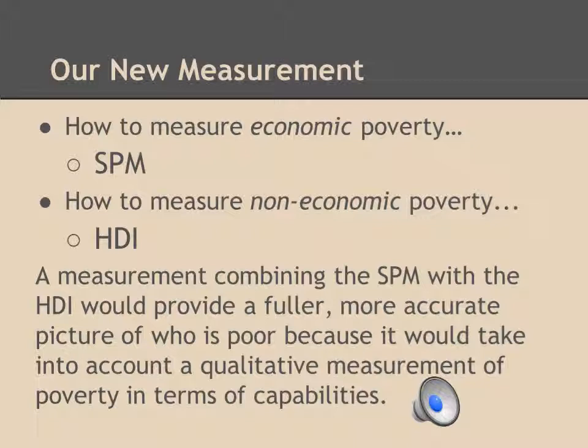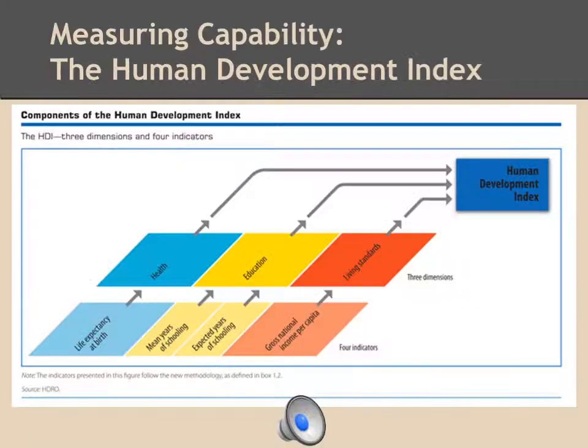The HDI combines indicators of life expectancy, educational attainment, and income into a composite human development index. This chart shows the components of the Human Development Index. If a person has a substantial income, good health, and an adequate education, we can assume they will have the basic capabilities to lead a minimally dignified life.